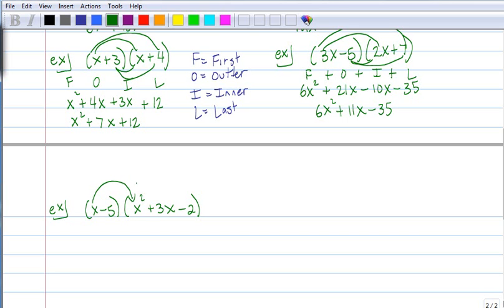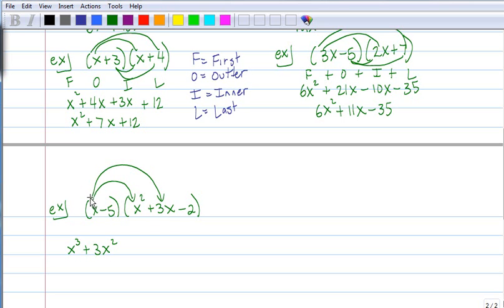So let's do it for the x. The first term would be x times x squared, which is x cubed. And then the x with the next one, that would be a 3x squared, plus 3x squared. Again, we have to add or subtract because these are going to be different terms.